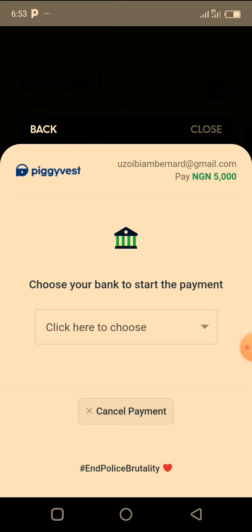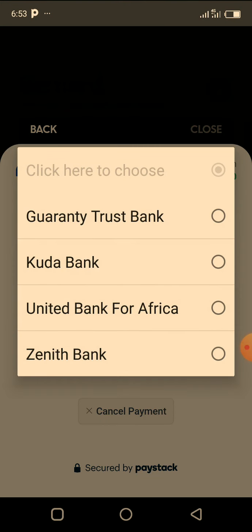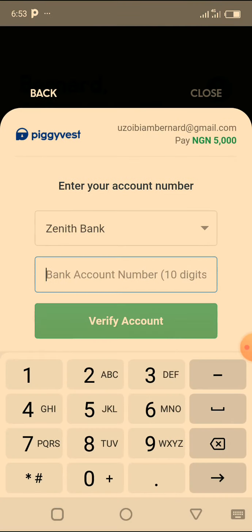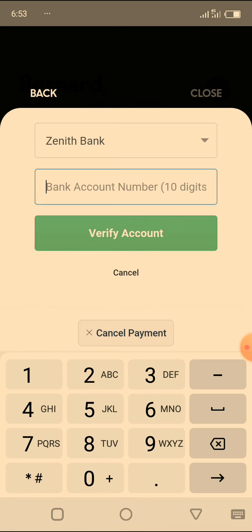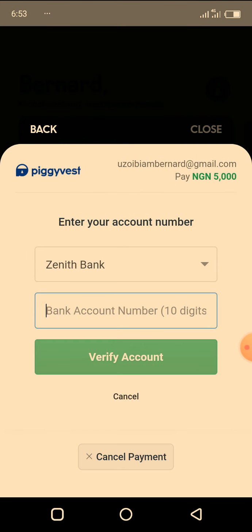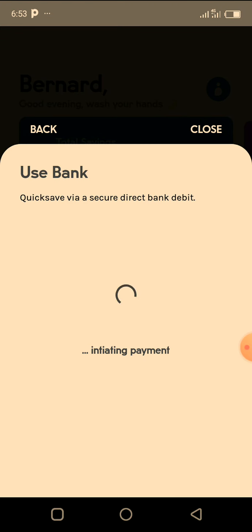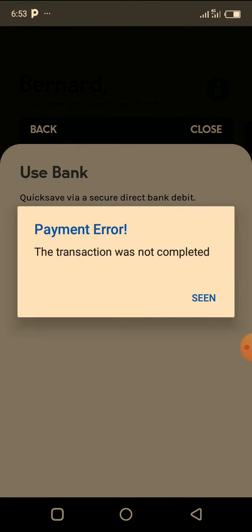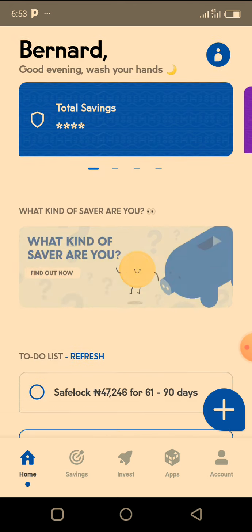So you choose the bank you want to pay with. I've only 3 banks here. Is it 4 banks here? Is there any bank? Account number. You understand? It's not all the banks that are here, so I don't want to do that. I don't want to go through that now. I don't want to save any money right now, but I just wanted to see so that you see how it looks.